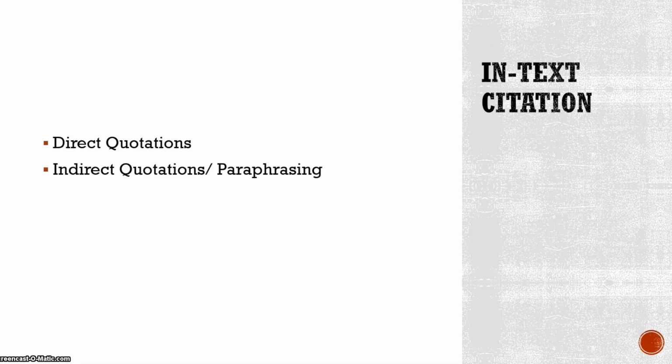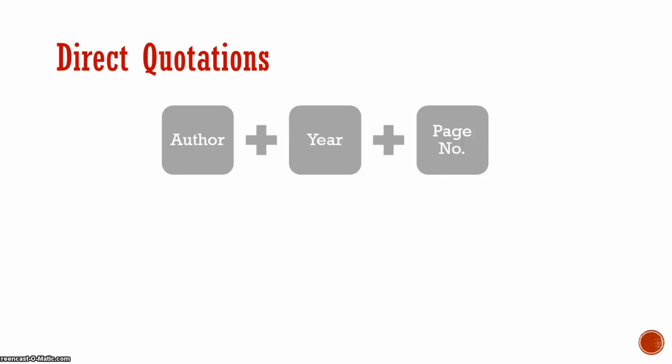When you incorporate sources into your research paper, you can either directly quote the authors or paraphrase them. Try to use both direct and indirect quotations in your paper. When you quote the author directly, you need to include the author's last name, the year of publication, and the page number in your in-text reference.